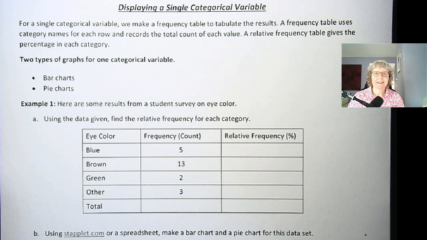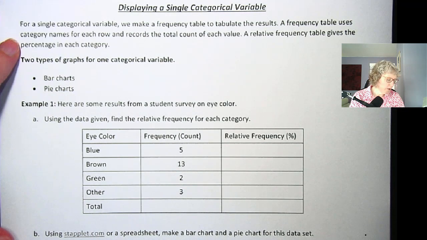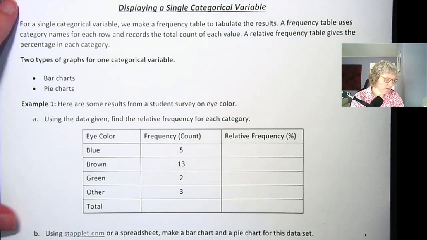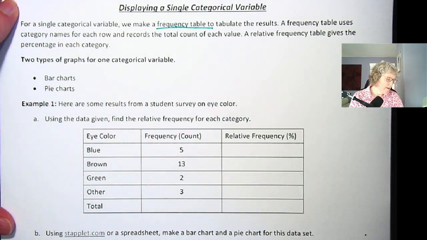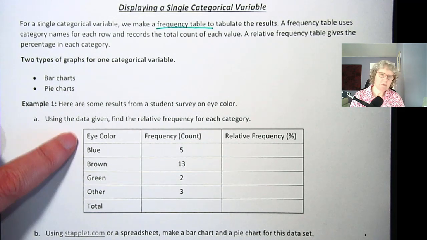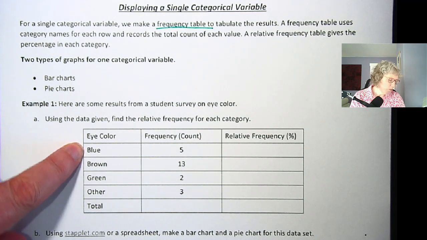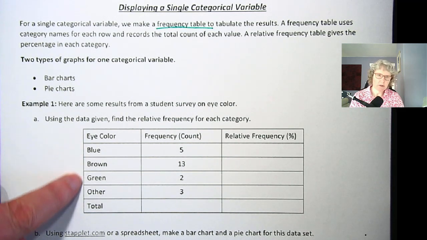Hi again. In this video, we're going to talk about graphs and statistics for a single categorical variable. So we're going to switch over to categorical variables, and we have an example here. For a single categorical variable, we usually make a frequency table. And in that table, here's an example right here. We have the category names in the rows.